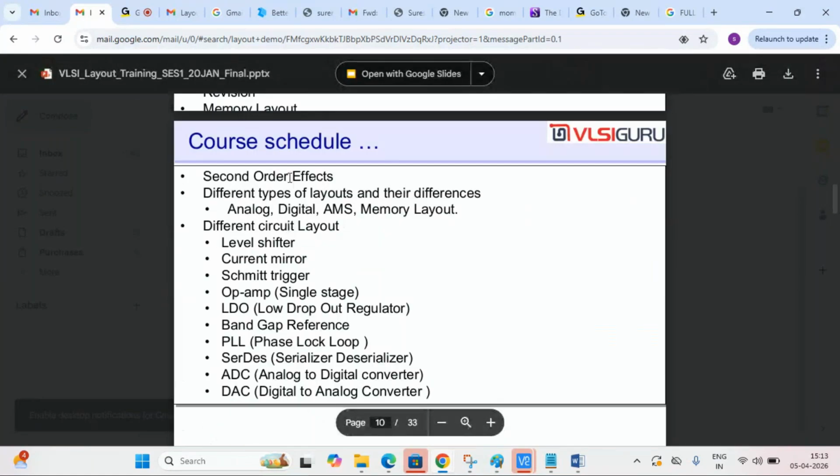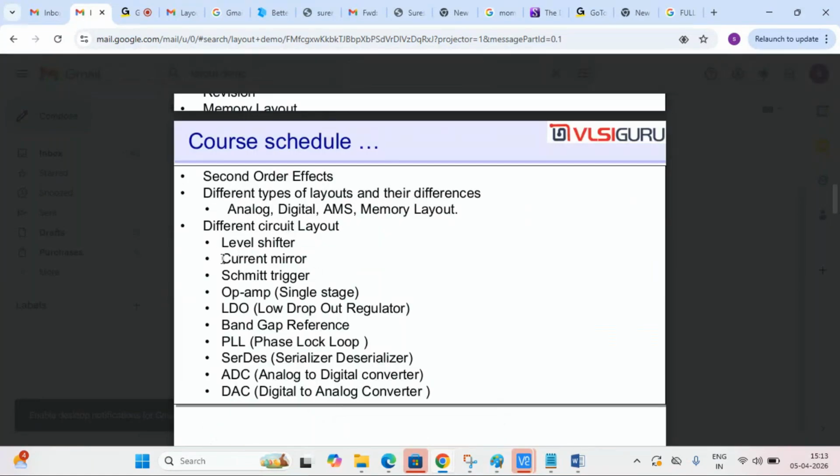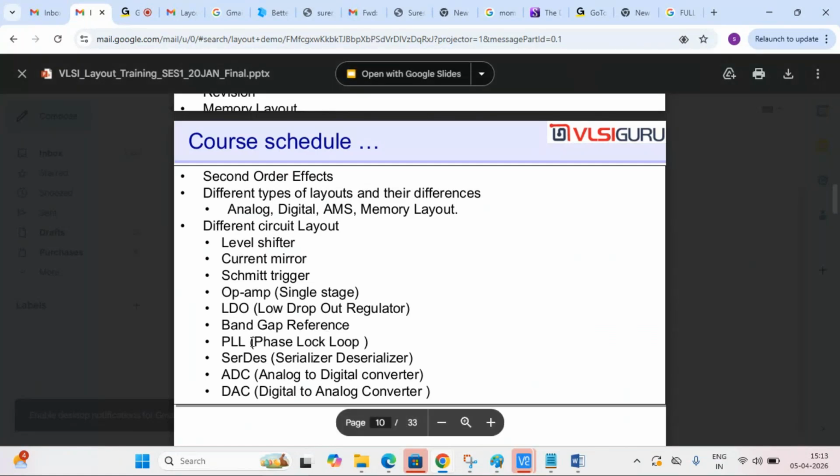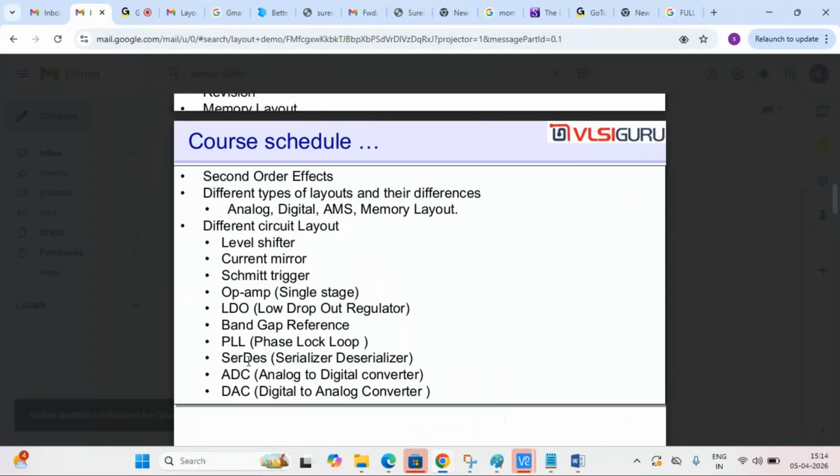Next, the projects we will cover: level shifter, current mirrors, Schmitt trigger, operational amplifier, LDO, PLL. LDO, if you see, you need a high power management circuit, so LDO application will be there. Band gap: in your mobile phone you need a constant voltage. You have to operate in different temperatures, but the voltage should not vary. If you go to a very low temperature region or high temperature region, the output voltage should not change. That is the application of band gap.